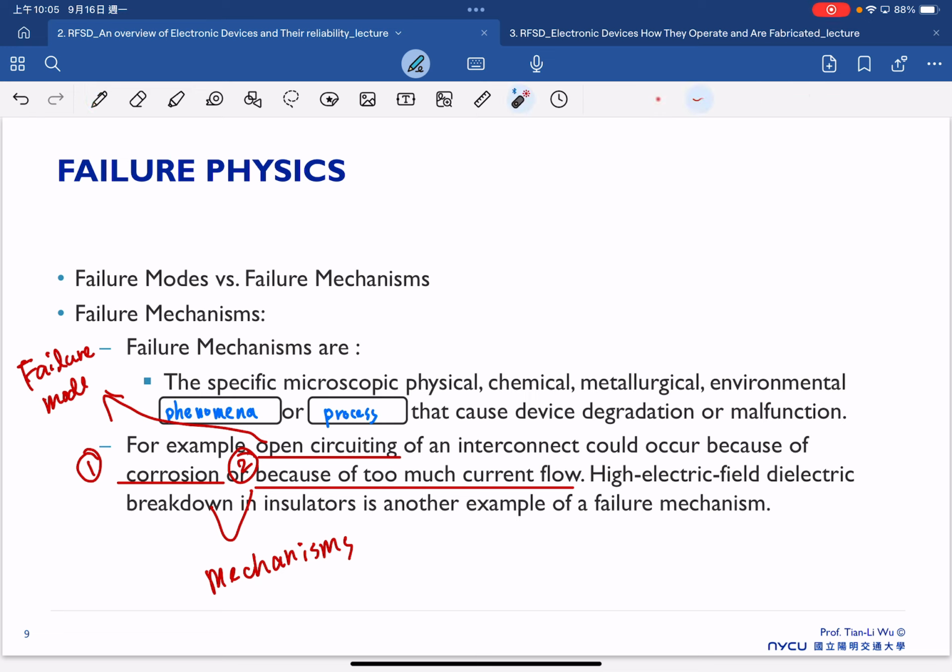Another example is high electric field, dielectric breakdown in insulator. It can be another example of a failure mechanism. Therefore, we have to clearly understand the difference between the failure mechanism and the failure mode.